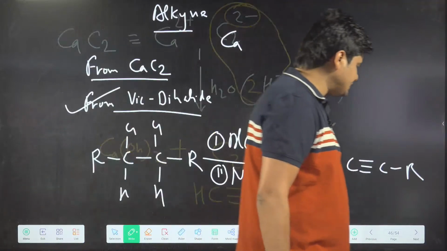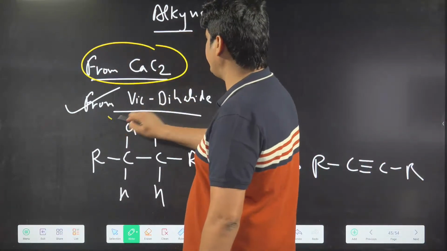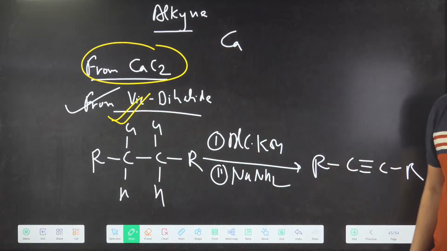So two important reactions are there for alkyne. One is preparation of alkyne from CaC2, another is from vicinal dihalide.